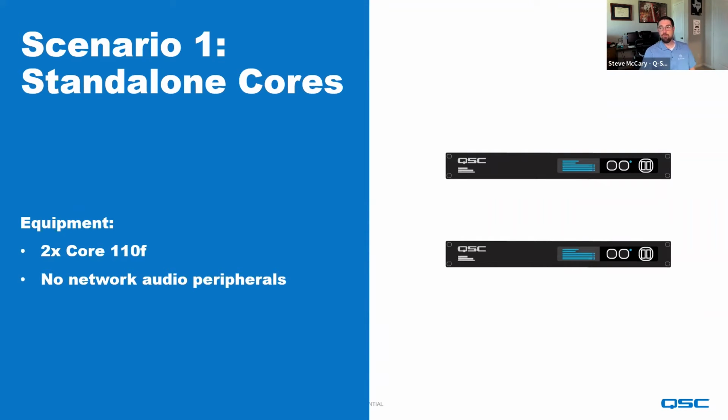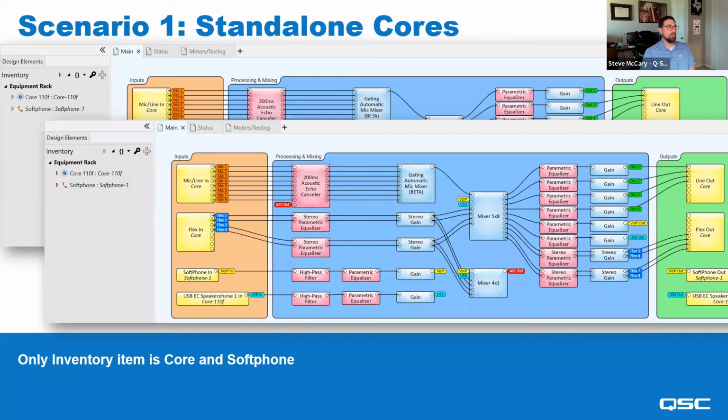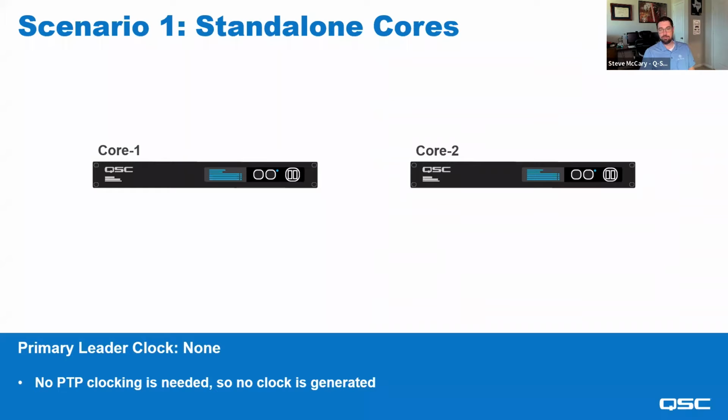Scenario number 1, we have 2 standalone core 110s. Lucky you, you have 2 110s. We have no audio peripherals. The only items in here are just the cores and some soft phones. What's going to happen in this scenario is there is no clocking required because there are no peripherals and we're not sending audio from core to core. Therefore, no clocking is generated.